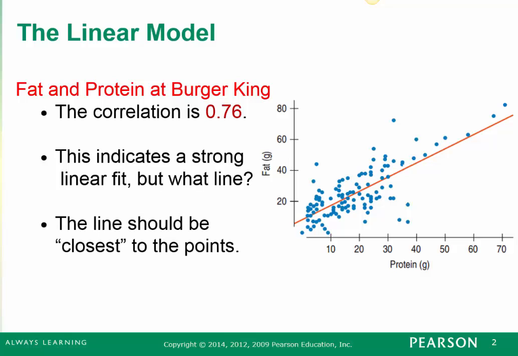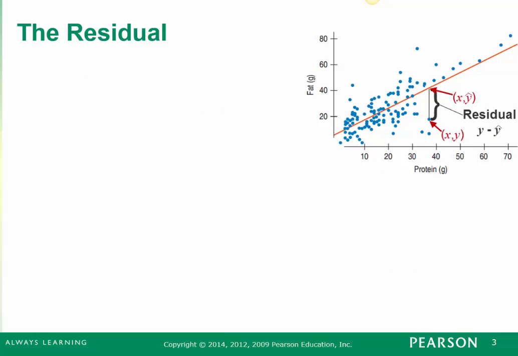That line should be closest to the points. Now if we notice, the points are not on a straight line, so we need to figure out a way to fit the line. And one thing to think about, if this red line were the correct line that we were going to use to explain this data, to describe it, if you notice, the points don't all fall on the line. So the distance between the actual value and the predicted value, which we're going to call y hat, is called the residual. So we can call it data minus model, actual minus predicted.